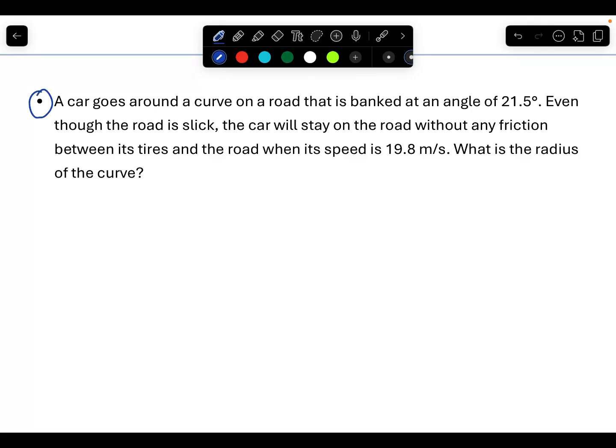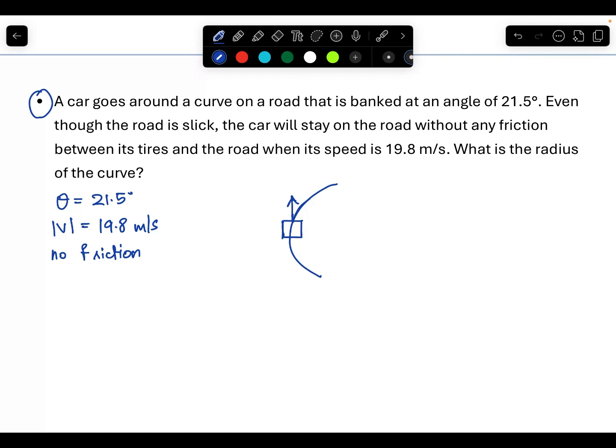This question is the same question we solved in class today, but I'll resolve it again. First thing I know is theta is equal to 21.5 degrees. The road is curved, so if this is the road and this is the car, let's say it's moving in this direction, so it has a velocity in that direction. The magnitude of velocity, or the speed, is 19.8 meters per second, and there is no friction.